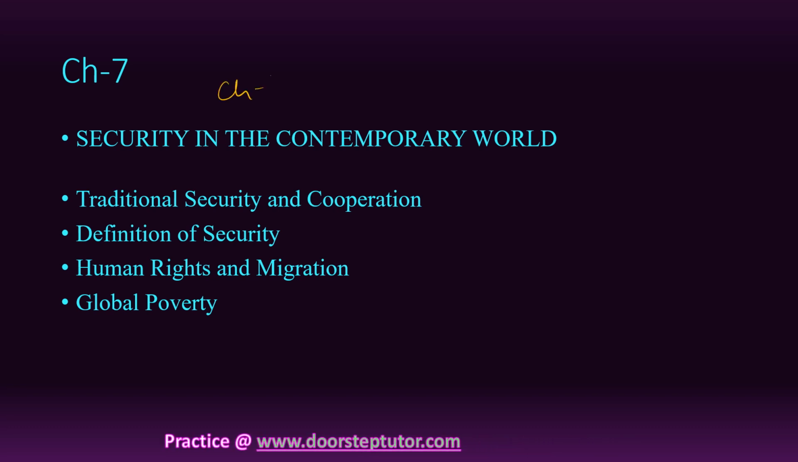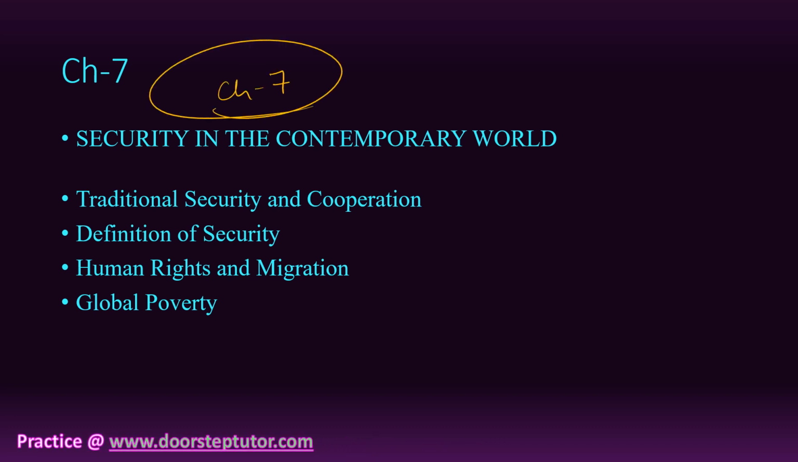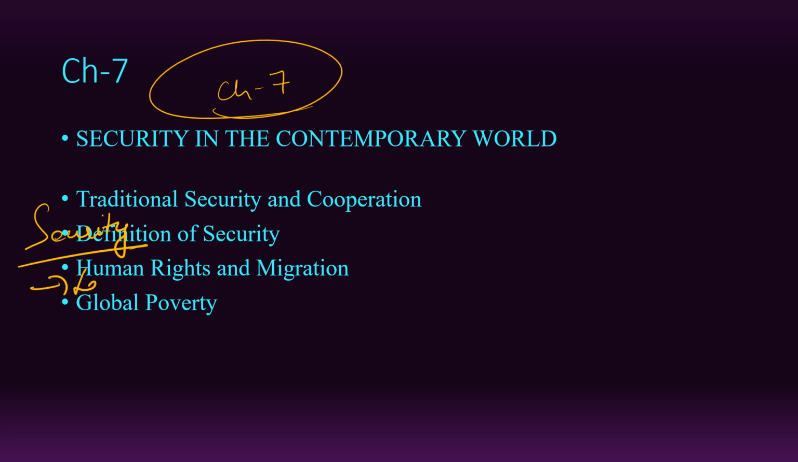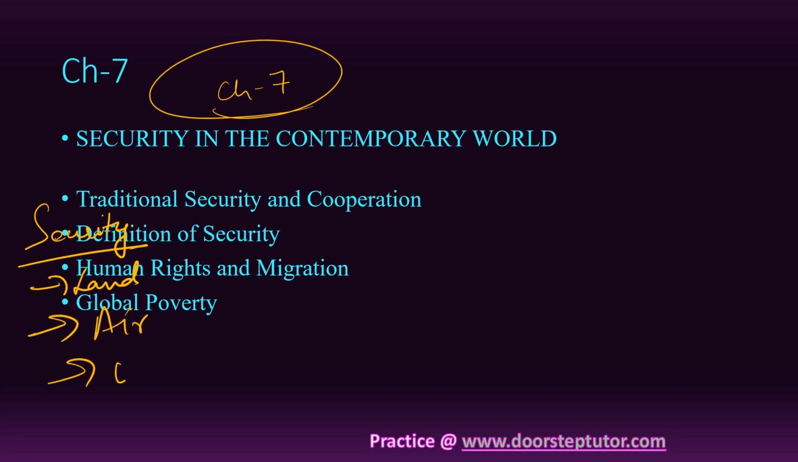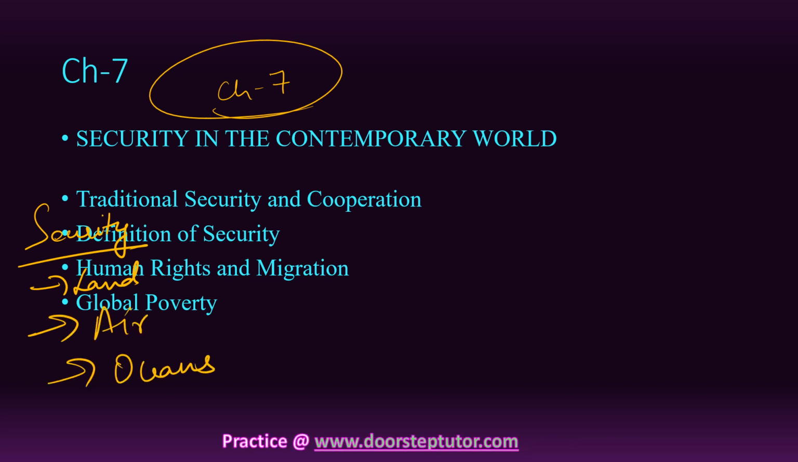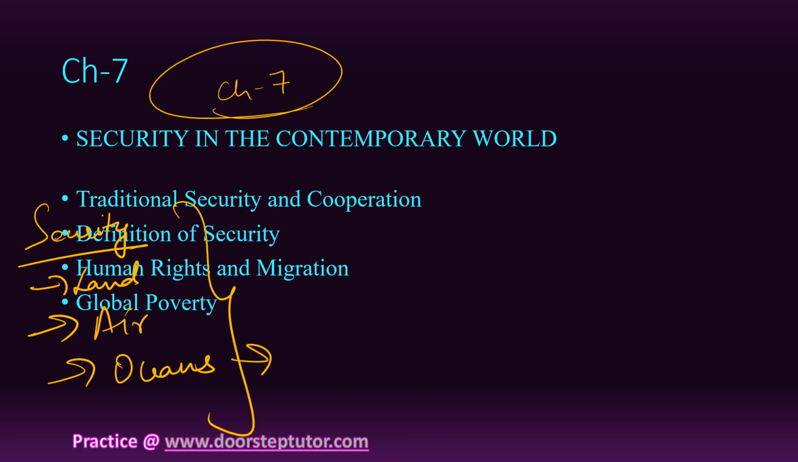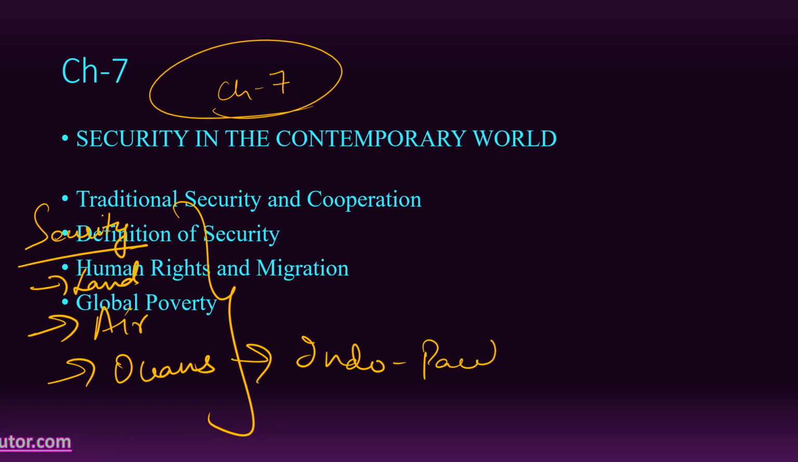Chapter number 7 is Security in the Contemporary World. So in this you will talk about traditional security and cooperation. You will talk about security. When I say security, I don't just mean security on land. I mean security over air also. I mean security over oceans also. You should know, when I'm talking about oceans, we are, as a country, concerned about the Indo-Pacific region, the growing threats in the Indo-Pacific and how they can hamper us as a country.